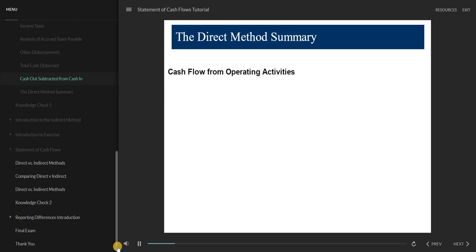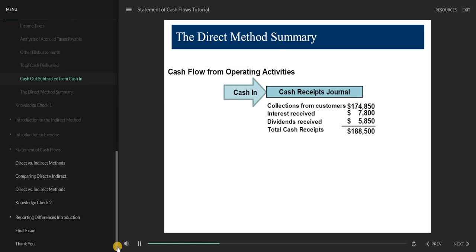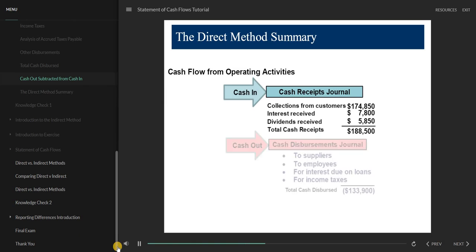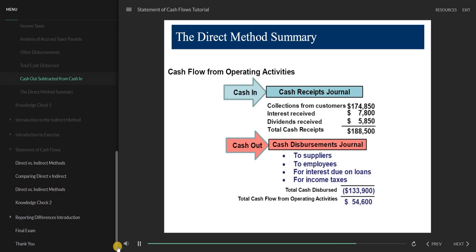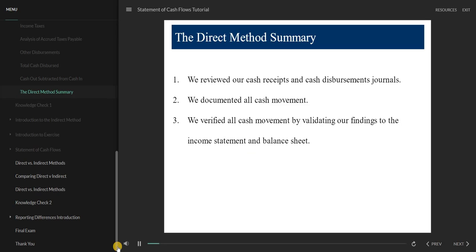When we take our cash receipts for a small retail business and subtract our cash disbursements, we get a positive cash flow from operating activities of $54,600. In summary, to prepare our cash flow from operating activities using the direct method, we reviewed our cash receipts and cash disbursements journals. From those, we documented our cash movement, which was much like recording our personal cash movement into our check register. Then we verified the cash movement by validating our findings to the income statement and balance sheet.